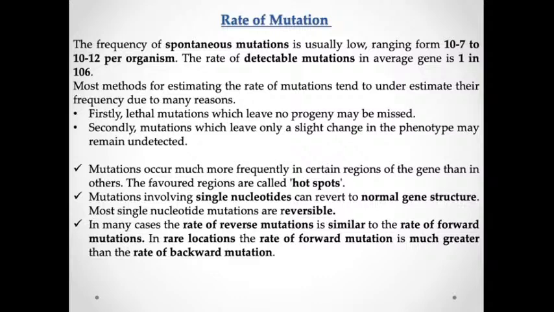Most methods of estimating the rate of mutations tend to underestimate their frequency due to many reasons. First, lethal mutations, and also secondly, mutations which leave only a slight change in the phenotype may remain undetected. Mutations which occur more frequently in certain regions of the gene than in others, the favored regions, are called hotspots, where it's very common to have mutations.